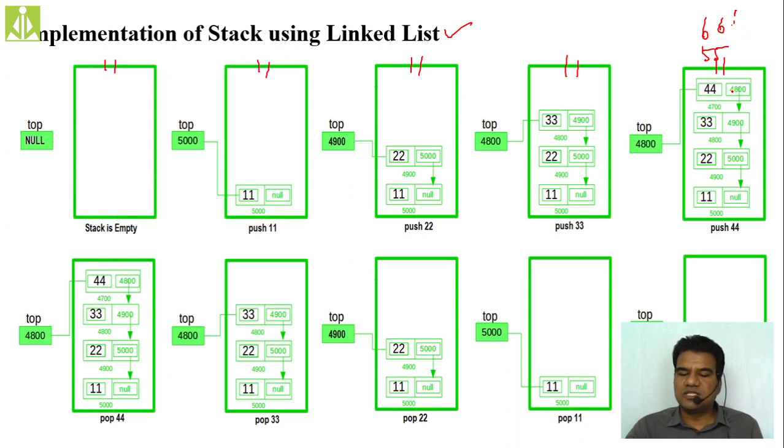After inserting 44, I am performing the pop operation. When you perform the pop, you have to pop 44 first. So this pop will return 44, this pop will return 33, this pop will return 22, this pop will return 11, and finally after popping 11, my stack will become empty, so my top will become null. In this way you have to remember all these operations. Four elements I have pushed and then four elements I have popped.